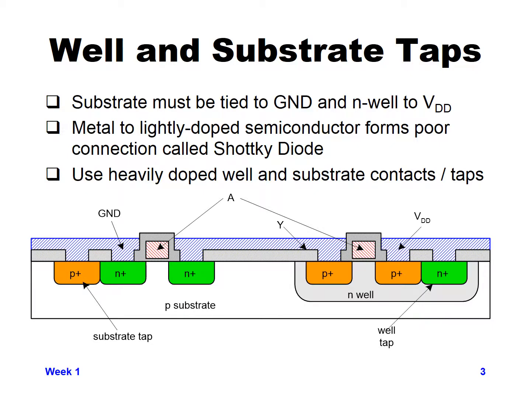So we use the heavily doped P plus material or heavily doped N plus material in order to get a good connection between the semiconductor and the metal. Because if you have metal and lightly doped semiconductor, you don't get a good connection to metal. You'll get what's called a Schottky diode. And so we have to make sure to use a very heavily doped material for our substrate tap and our well taps and our source and drain connections. We always use heavily doped material in order to get good connections to metal.